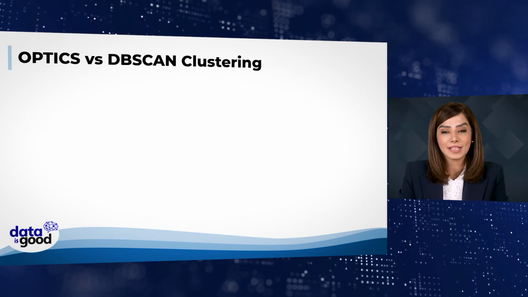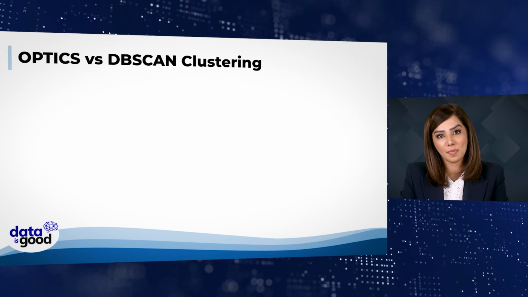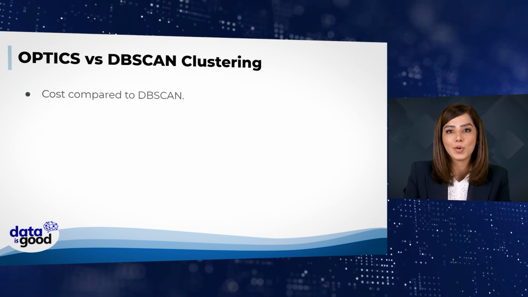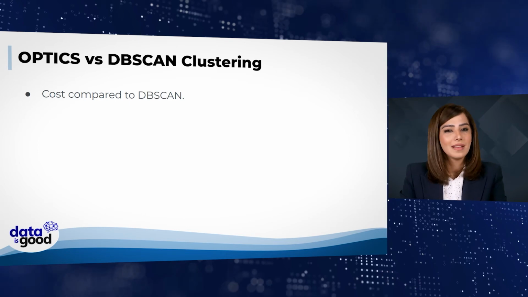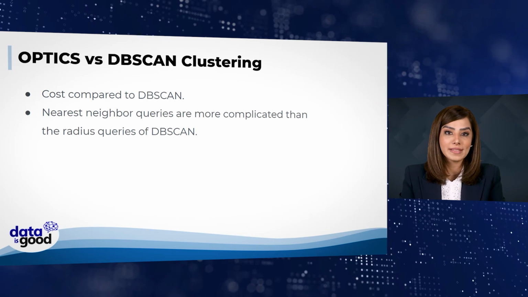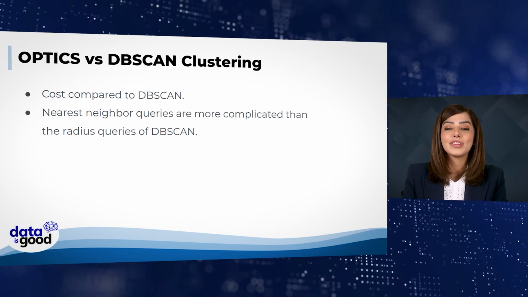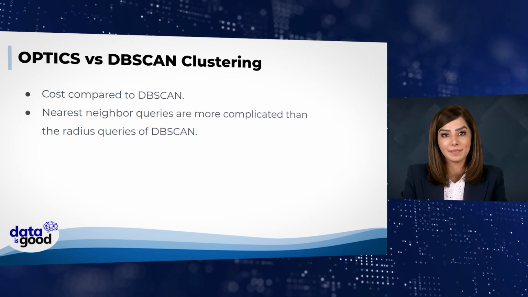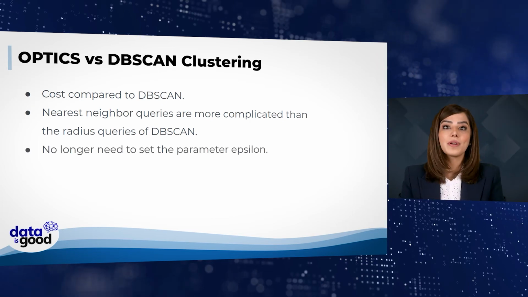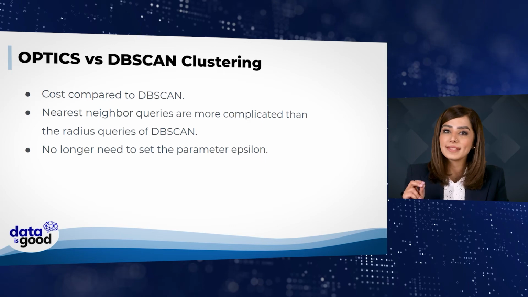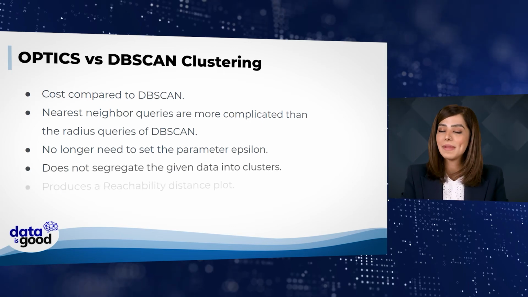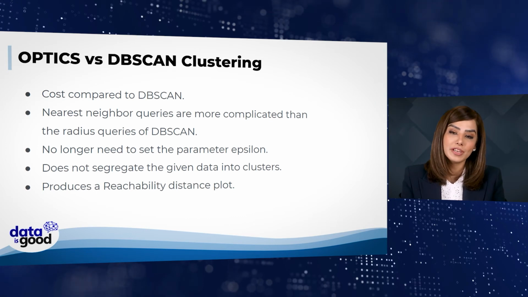Now let's look at a few major differences between OPTICS clustering and DBSCAN clustering. OPTICS comes at a cost compared to DBSCAN, largely because of the priority heap, but also as the nearest neighbor queries are more complicated than the radius queries of DBSCAN. So it'll be slower. But you no longer need to set the parameter epsilon. OPTICS clustering does not segregate the given data into clusters. It merely produces a reachability distance plot.